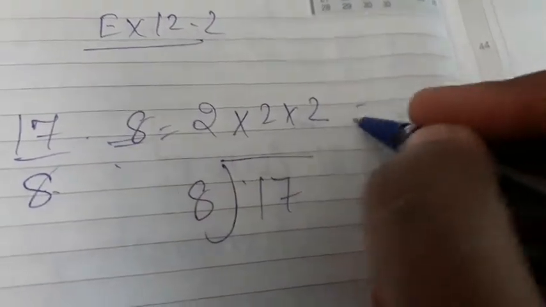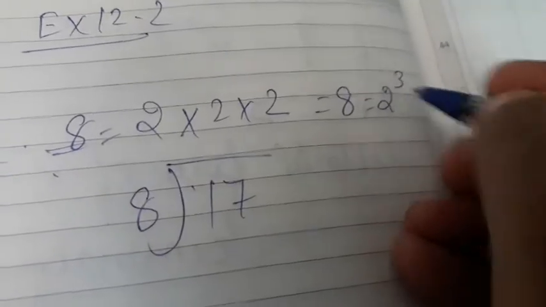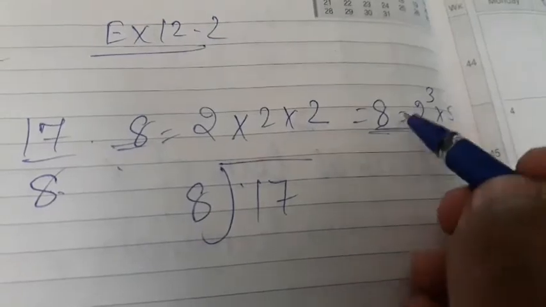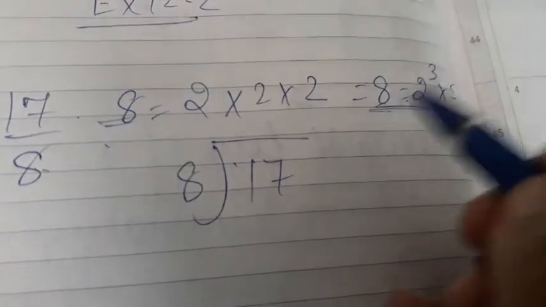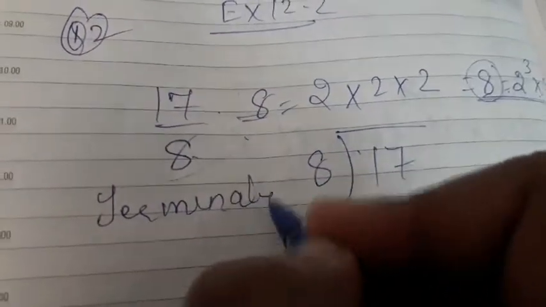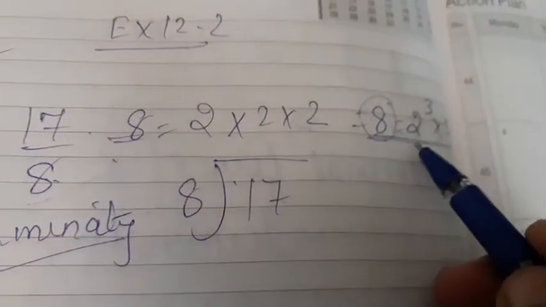Now 17 by 8, if I start dividing 17 by 8, first we'll check that 8 can be written as 2 into 2 into 2, which I can express as 2 to the power of 3 into 5 to the power of 0. That means the factors of 8 are 2 and 5, so I can express 8 in the form of 2 and 5. So it is a terminating decimal. This is what I had explained to you yesterday. If there are other factors than 2 and 5, then it will be non-terminating.